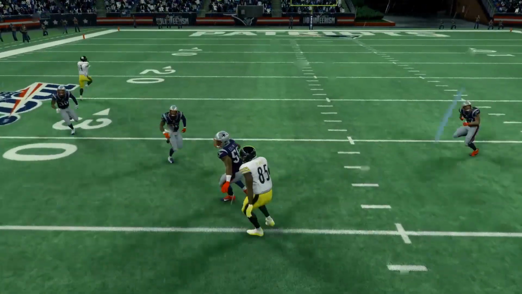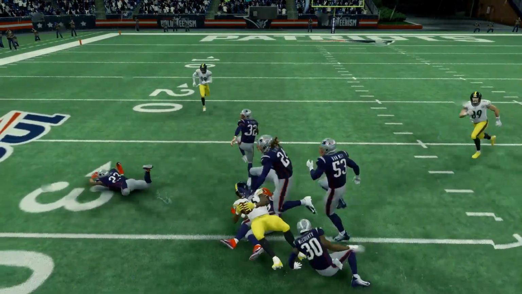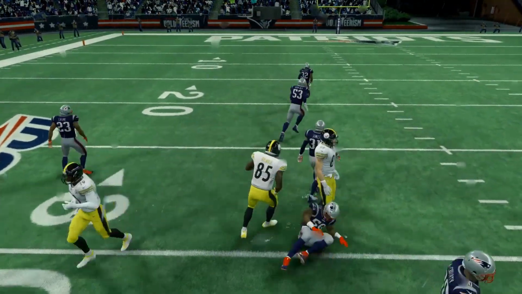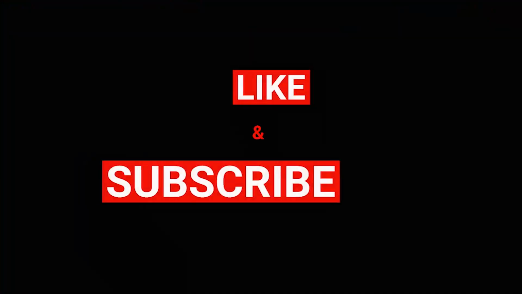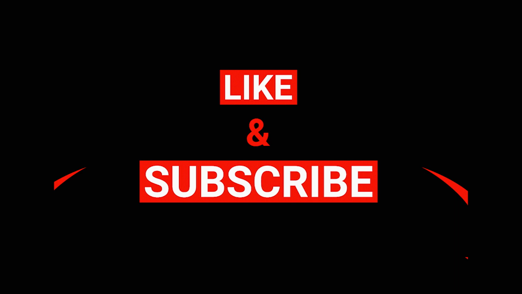So clearly there was some good things happening in this play, but the two-man interactions as well as the AI by the defenders once the ball was in the air is still an area of concern and needs to be addressed. All right, but that's all I got for you guys.